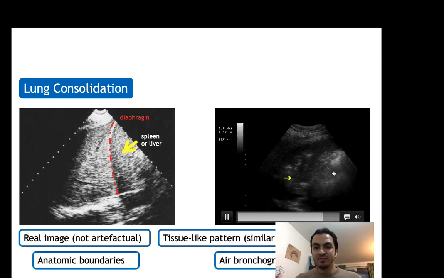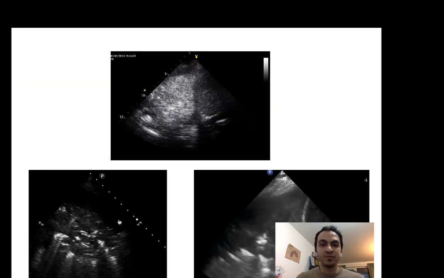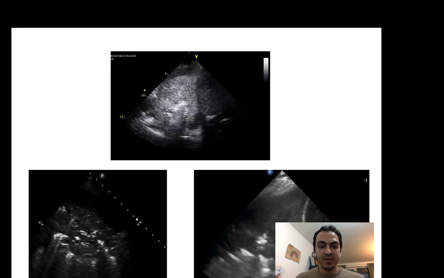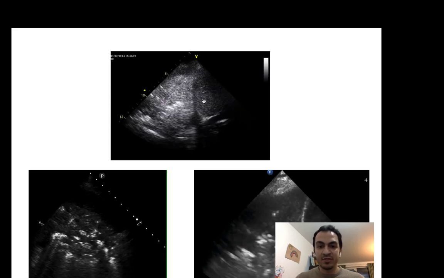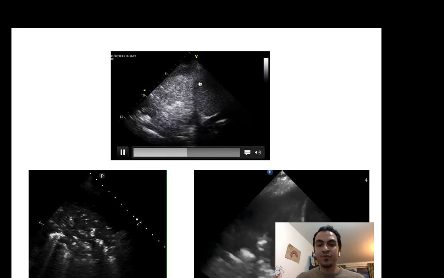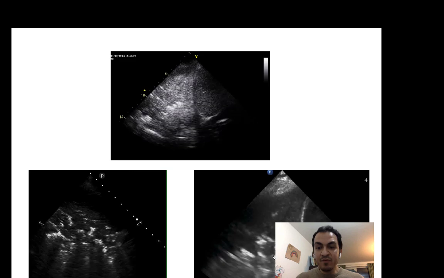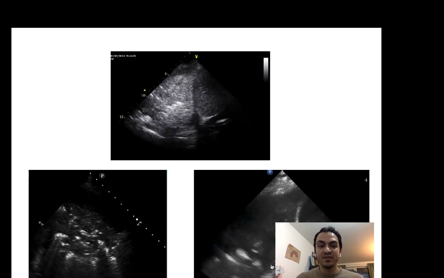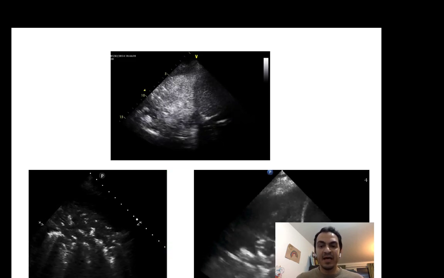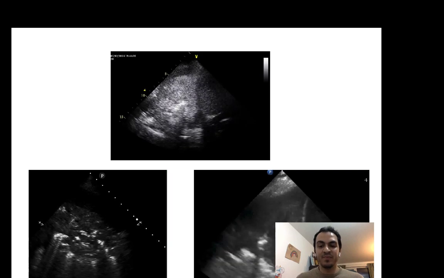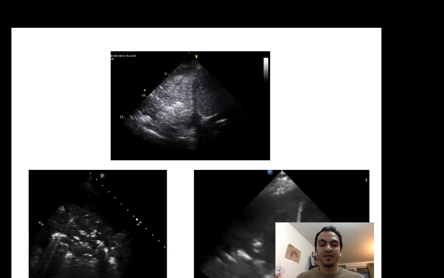We have the spleen on the left side here. We have the diaphragm, and above the spleen, you get this tissue-like structure with multiple air bronchograms. And these are also different examples of consolidation on both right and left sides. And typically here you see the air moving inside the bronchi with every breath. This is a dynamic air bronchogram, and this is specific for patients with consolidation, especially due to pneumonia.